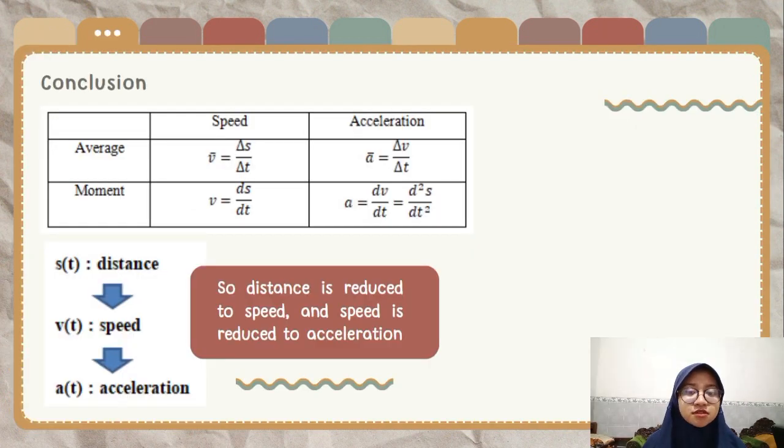Conclusion. So, the formula of average speed is v bar equals delta s over delta t. The formula of average acceleration is a bar equals delta v over delta t. And the formula of instantaneous speed is v equals ds/dt. And the formula of instantaneous acceleration is a equals dv/dt equals d squared s/dt squared.